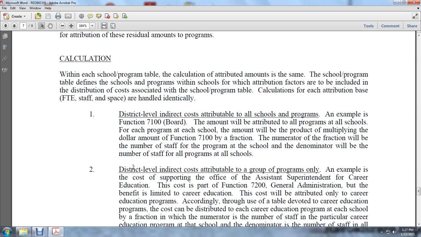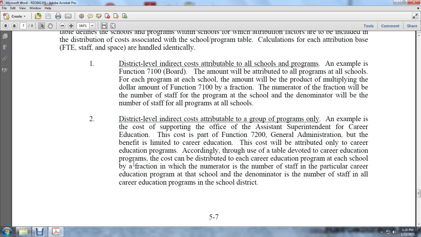District level indirect costs attributed to a group of programs only. Example: the cost of the office supporting the assistant superintendent for career education. The cost is part of the function 7200, general administration, but the benefit is limited to career education. The cost would be attributed only to the career education programs. Accordingly, through the table devoted to career education, the cost can be distributed to each career education program, to each of the schools, with the fraction with the numerator being the staff of the particular career education program at the school, and the denominator the number of the staff in all career education programs in the school district.